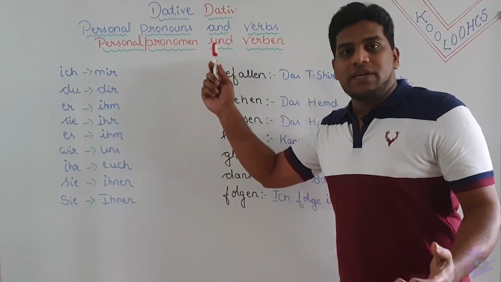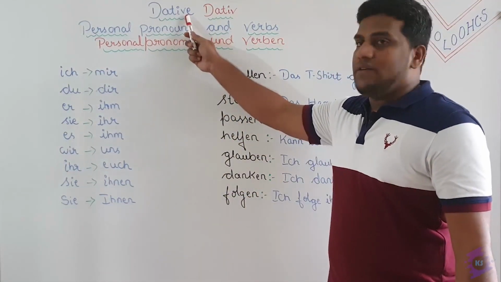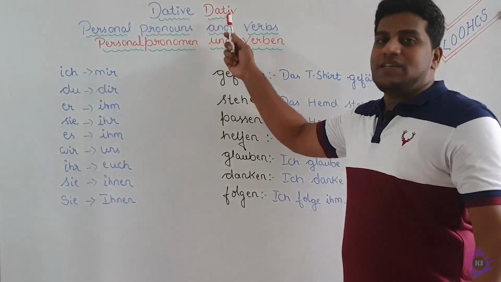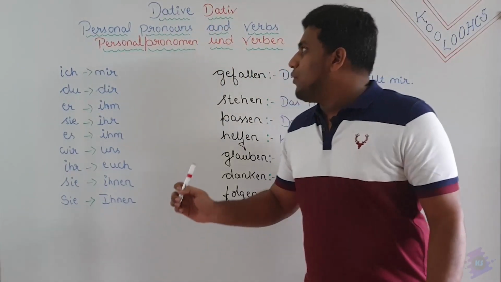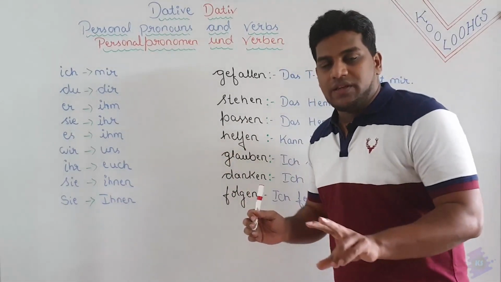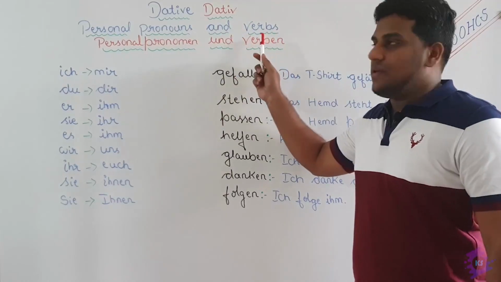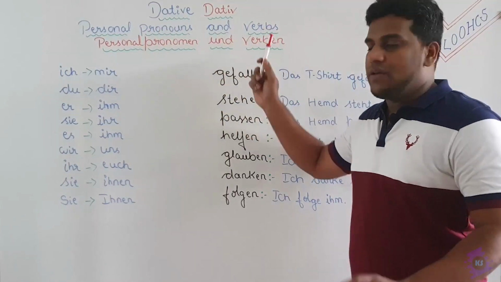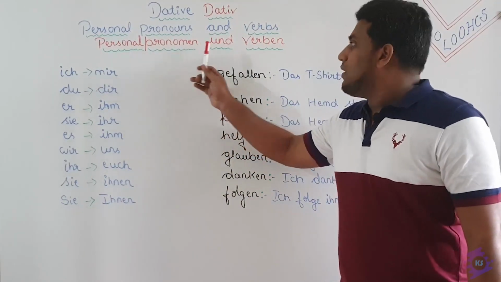So the word dative in English is dative itself with the letter E in the end. In German it is Dativ without the letter E. And here I am going to mainly focus on the 2 different things in dative. One is personal pronouns and the other one is verbs. It is dative personal pronouns and dative verbs, which is called in German as Personalpronomen und Verben.